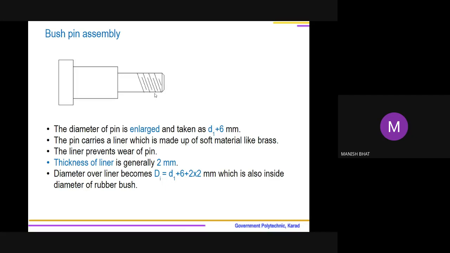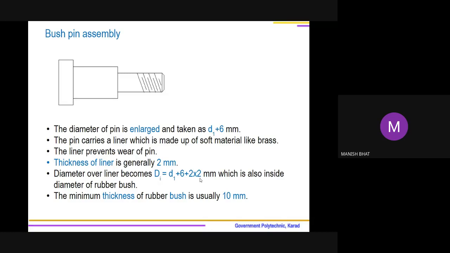So D1 is the diameter of the pin. It is enlarged so that the bush will be fitted over it. So the enlarged diameter becomes D1 plus 6. A liner of 2 millimeter is used. So what will be the diameter over the liner? It is D1 plus 6, the diameter of the enlarged portion of the pin, plus 2 times the thickness of the liner. So if the thickness of the liner is 2 mm, it is D1 plus 6 plus 2 into 2. So that will be the diameter over the liner.